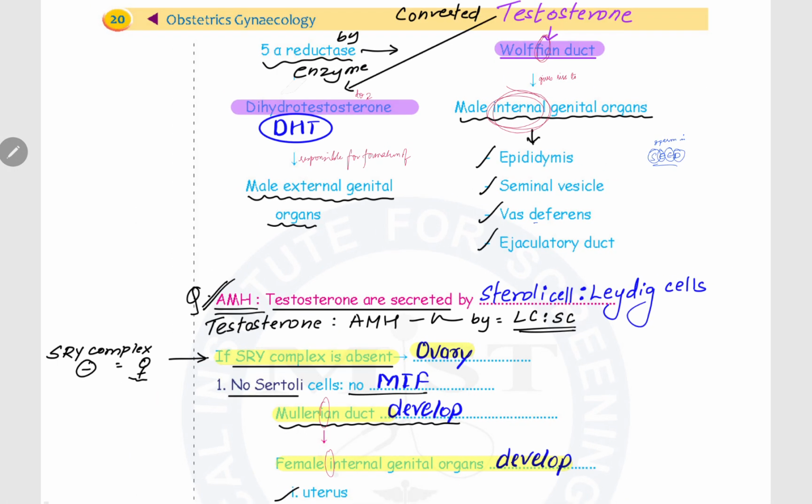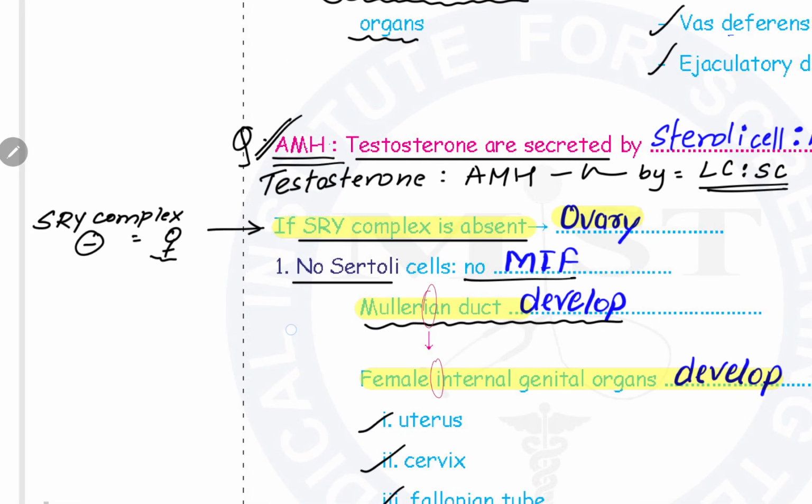Now we already discussed DHT and AMH, anti-Mullerian hormone. Sorry, it's actually AMH that is secreted by Sertoli cells, and testosterone is secreted by Leydig cells. You got it right: AMH is Sertoli cell, testosterone is Leydig cell. Okay, now SRY complex.